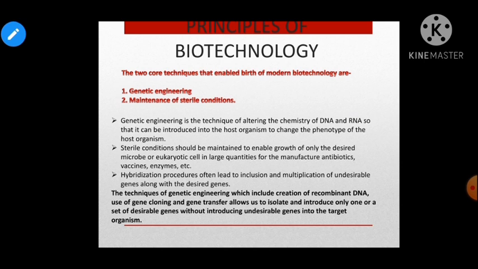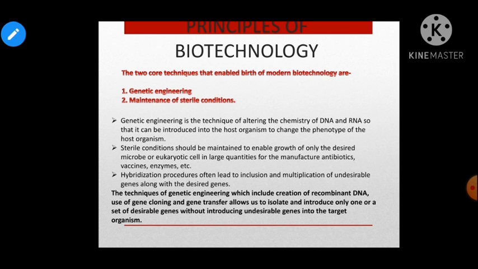So the core techniques that enable the birth of modern biotechnology are classified into two categories: genetic engineering and, second, maintenance of sterile conditions. As we know, the first aspect is genetic engineering. So genetic engineering is the technique of altering the chemistry of DNA and RNA so that it can be introduced into the host organism to change the phenotype of the host organism, right?